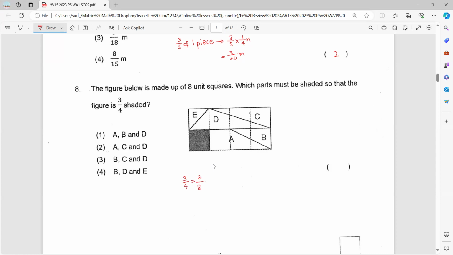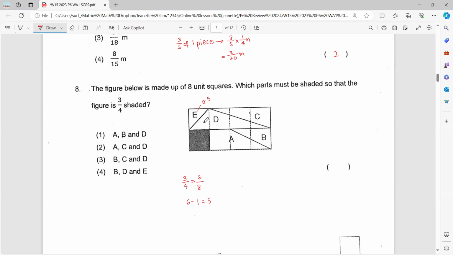Now we already have 1 shaded part. So 6 minus 1. The remaining parts that I need to form must give me a total of 5 squares. Okay, so for each of the parts, let's find out how many squares it is. So for E, it is half of a square, so let's write 0.5.